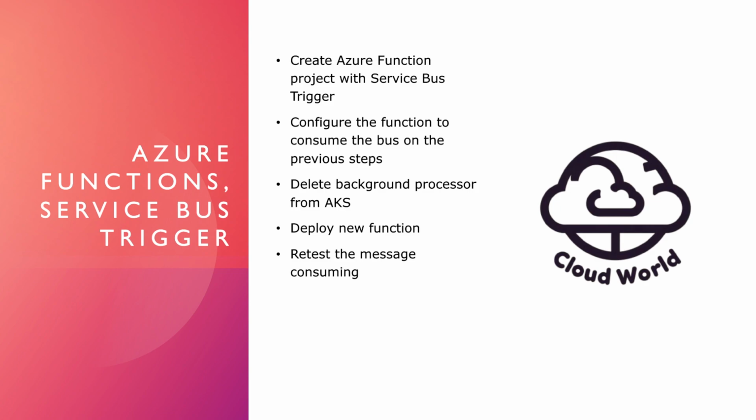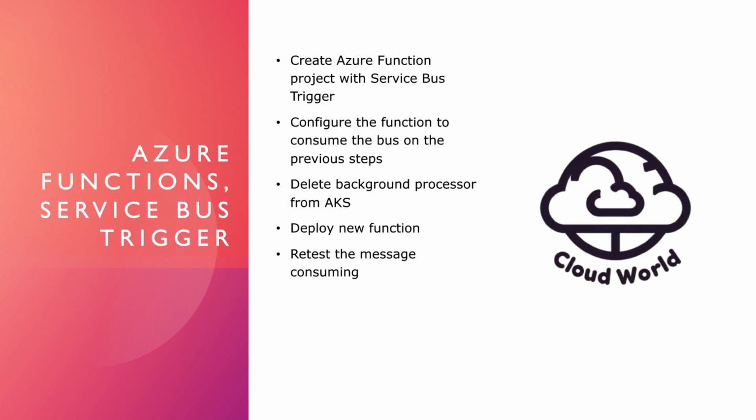Then we are going to be modifying the Azure function, but instead of being an HTTP trigger, we are going to be reacting to a service bus trigger. So when a new message gets added into the service bus, we are going to be using this Azure function to replace the background service and explore another option to process our messages.